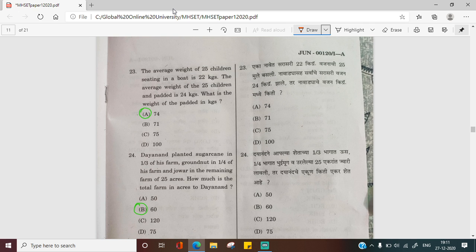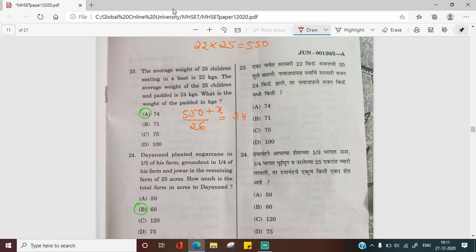The average weight of 25 children in a boat is 22 kgs. The average weight of 25 children and Padded is 24 kgs. What is the weight of Padded? So the total weight of the children is 22 into 25, which is going to be 550. And the average weight is (550 plus x) upon 26, which is going to be 24.